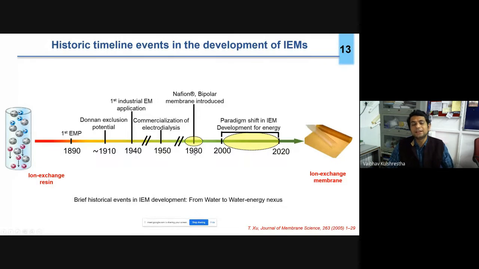So from 1980 to 2000, different types of membrane have been developed, but not actually commercialized. So up to now, in the market, only Nafion membrane is available as a benchmark, which was developed in 1980. Many researchers are working on ion exchange membrane development, not only for water, but also for energy applications.